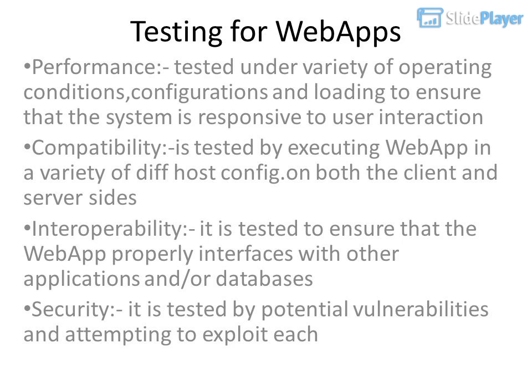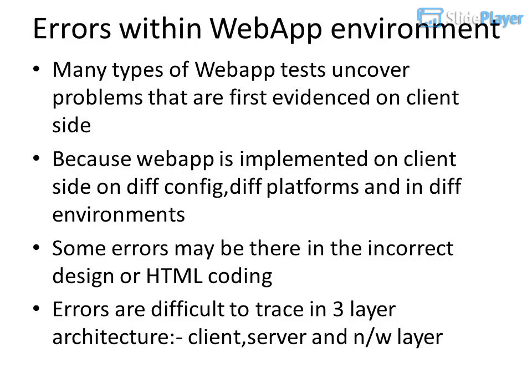Performance is tested under a variety of operating conditions, configurations and loading to ensure that the system is responsive to user interaction. Compatibility is tested by executing the web app in a variety of different host configurations on both the client and server sides. Interoperability is tested to ensure that the web app properly interfaces with other applications and/or databases. Security is tested by assessing potential vulnerabilities and attempting to exploit each one within the web app environment.